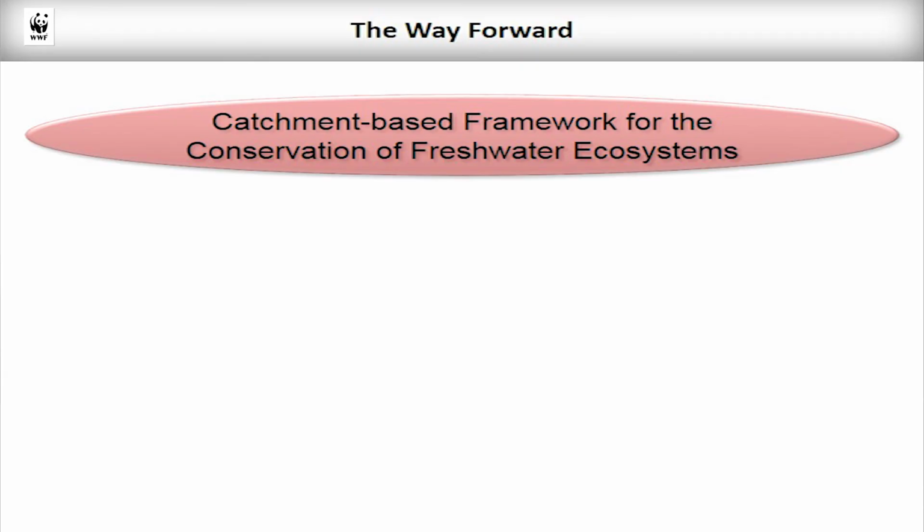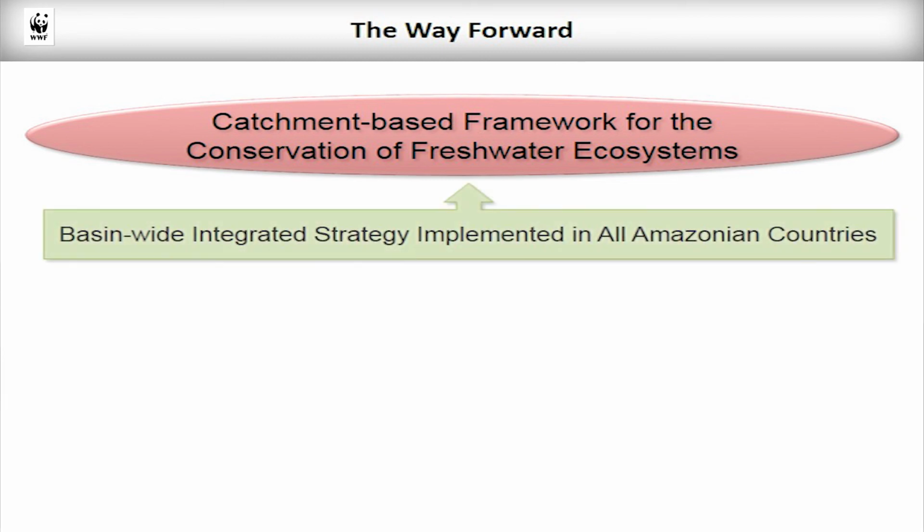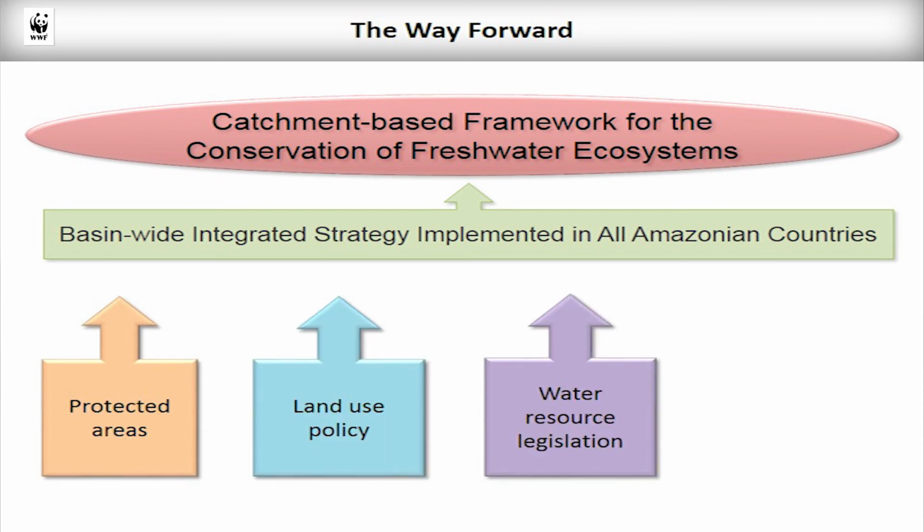I cannot possibly mention all the requirements and characteristics of such a framework here, but I will just emphasize that protected areas, land use policies, water resources legislation, and licensing of dams, all these policy sets, if improved, could form the core basis of a basin-wide framework for the entire Amazon, which obviously would require international collaboration and implementation.